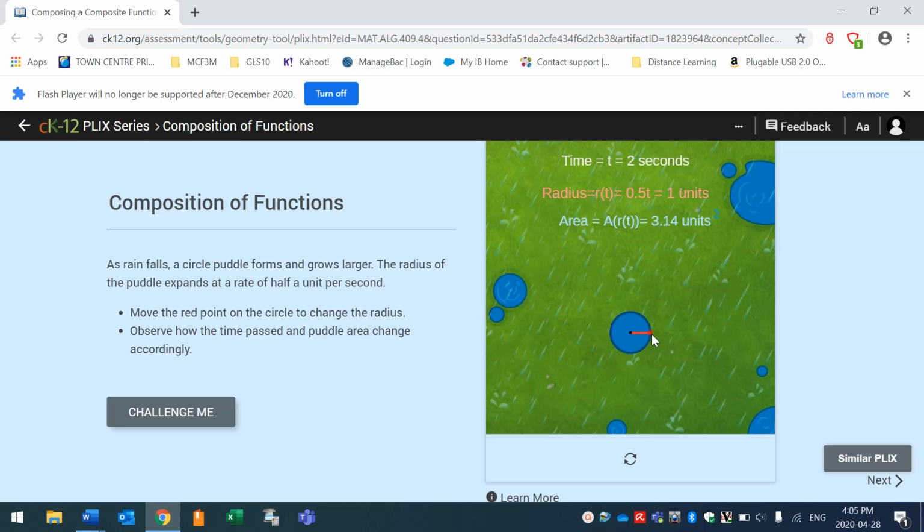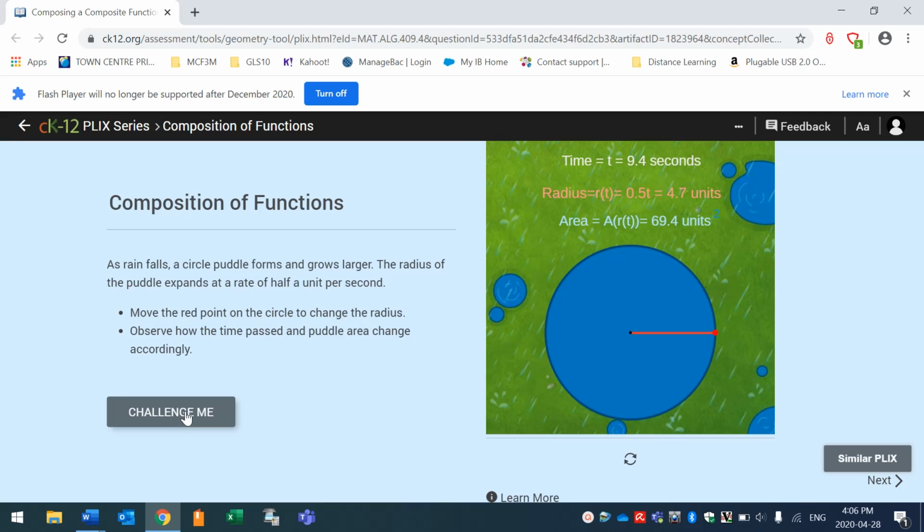And if we pull out this little red dot here, we can see as the time is increasing, so is the radius of the circle and so is the area of the circle, which we should know from our grade 9 formula depends on the radius. So the area of the function depends on the radius of the function. And we'll get a reminder of that formula in a minute.